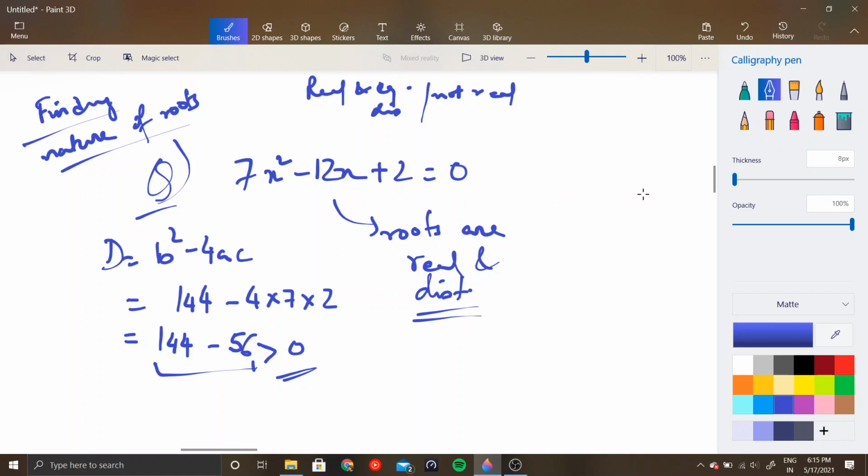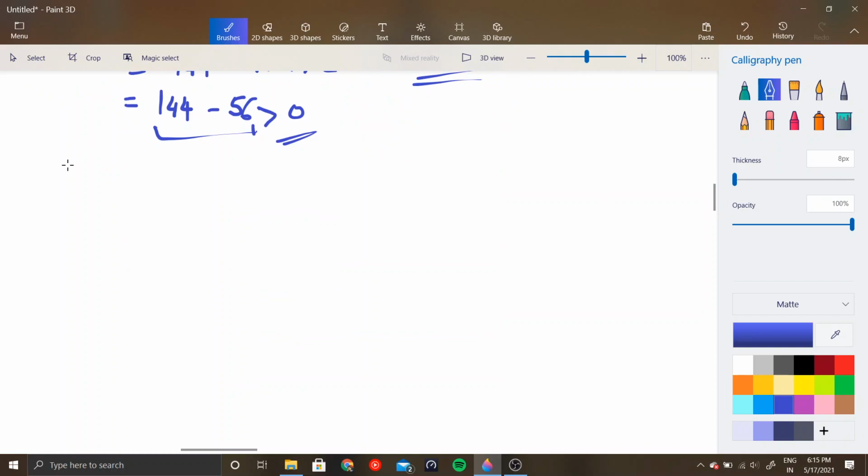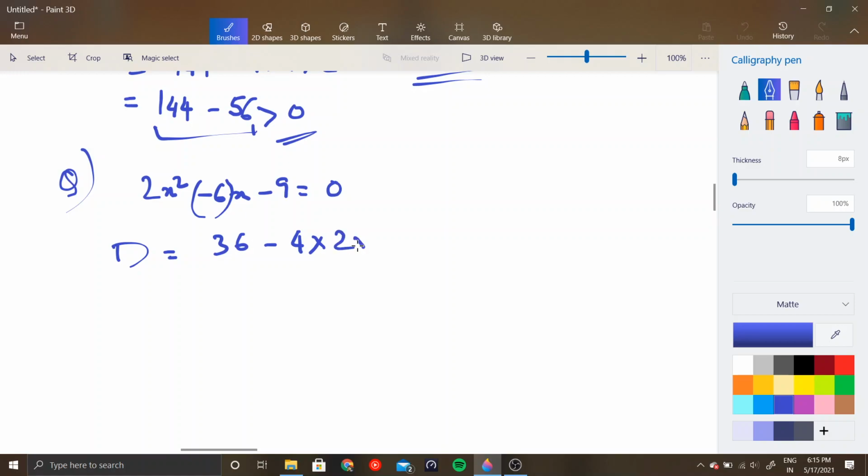Let's consider the next example. You have 2x squared minus 6x minus 9 is equal to 0. Correct? So this discriminant is b squared minus 4 times a and c. So this is 36 plus 4 into 2 into 9. So this is also greater than 0. So roots are real and distinct, right?